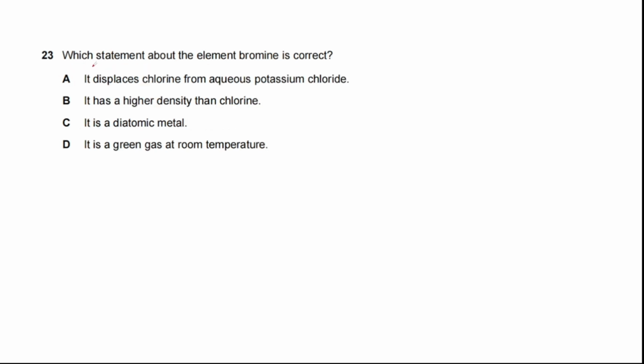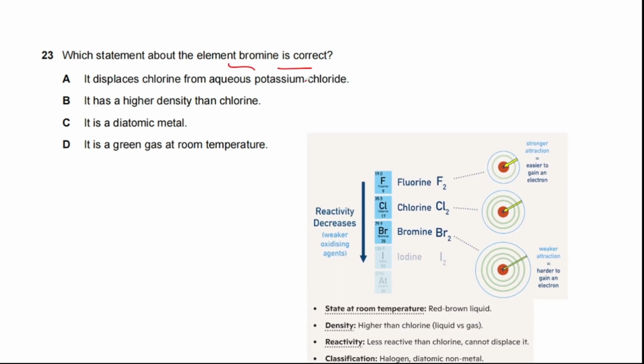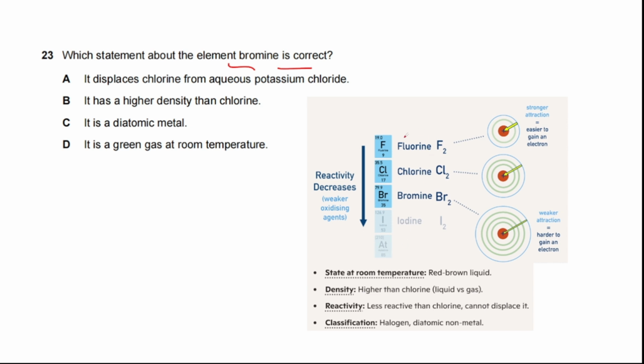Question number 23. Which statement about the element bromine is correct? So bromine is one of the halogens. The first option is it displaces chlorine from aqueous potassium chloride. In the halogens, the reactivity decreases as you go down the group. So fluorine has the highest reactivity, chlorine the second, and bromine the third. So the reactivity of chlorine is higher than bromine, so bromine cannot displace chlorine from the solution.